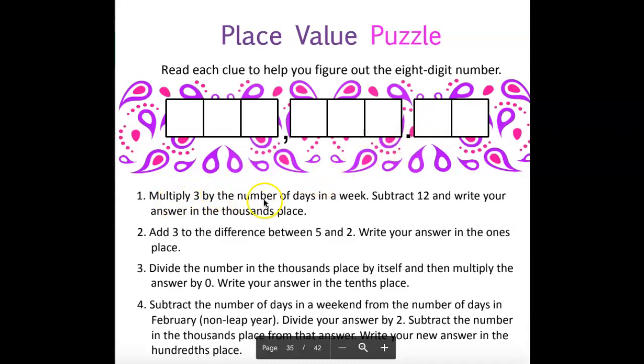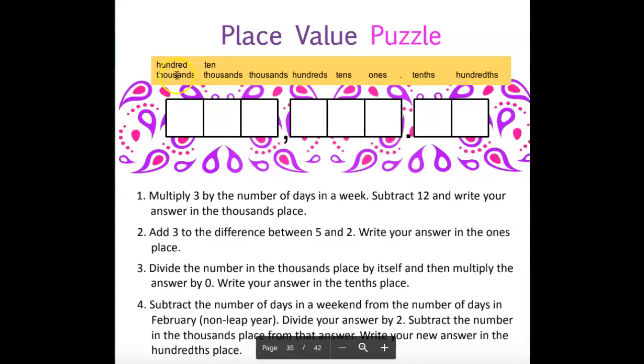Multiply 3 by the number of days in a week. Subtract 12 and write your answer in the thousands. Okay, so just for review, I'm going to write the place value across here. Hold on for just a second.